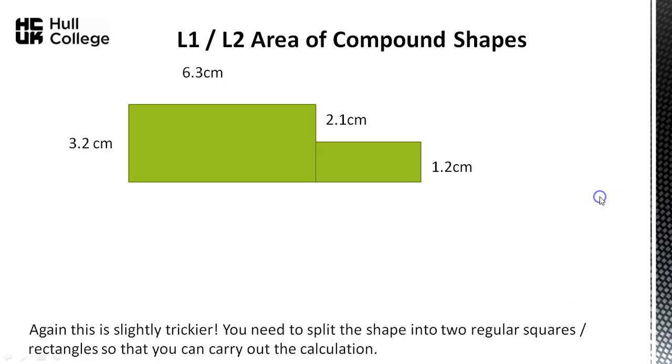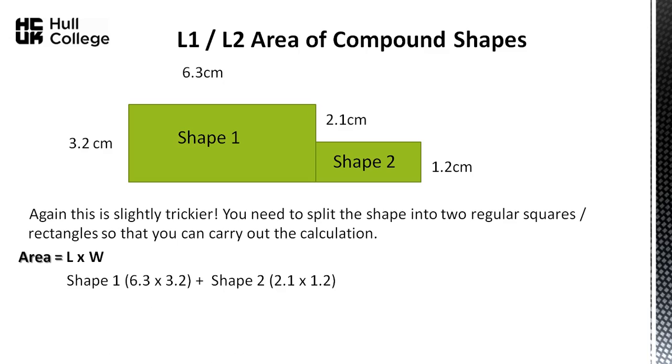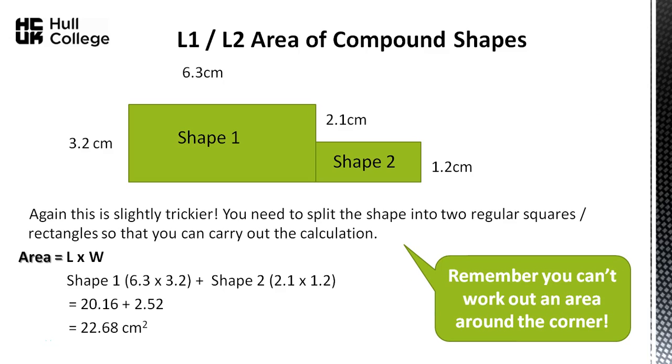Area of compound shapes. Again, this is slightly trickier. You need to split the shape into 2 regular squares or rectangles so that you can carry out the calculation. So here we have shape 1 and here we have shape 2. Remember, area is length times width. So for shape 1 we have 6.3 times 3.2. And for shape 2 we have 2.1 times 1.2, which equals 20.16 plus 2.52, giving us the answer 22.68 centimetres squared. Remember, you can't work out an area around the corner.